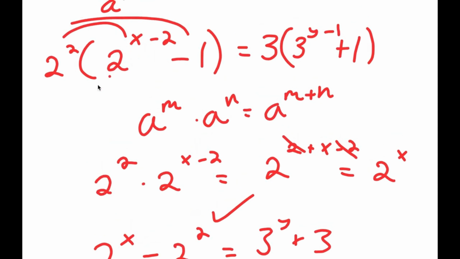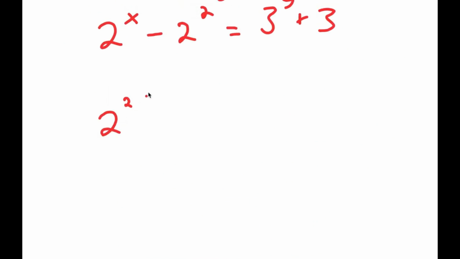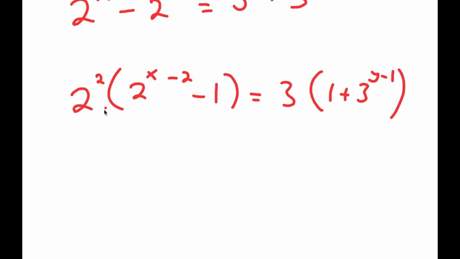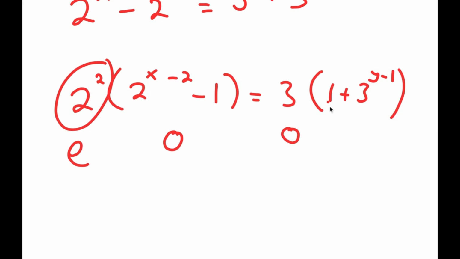So now going back here, let me rewrite this. I have 2 squared times 2 to the power of x minus 2 minus 1 is equal to 3 times 1 plus 3 to the power of y minus 1. And notice how 2 squared, that's equal to 4, is an even number, and 2 to the power of x minus 2, well, 2 to the power of any number is even, and an even number minus 1 is going to be odd. So we have an even number times an odd number is equal to, 3 is an odd number, times 3 to the power of any number is an odd number, plus 1 is an even number. So you have an even number times an odd number is equal to an odd number times an even number.